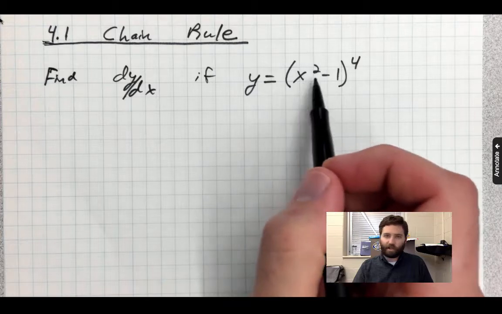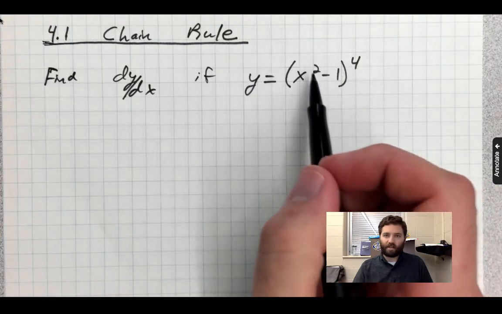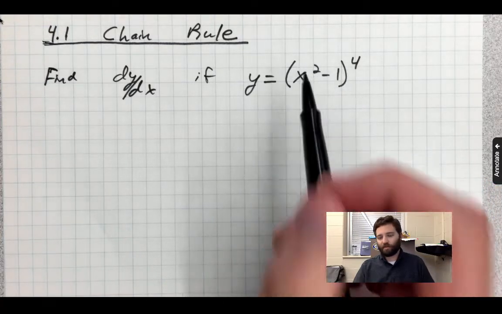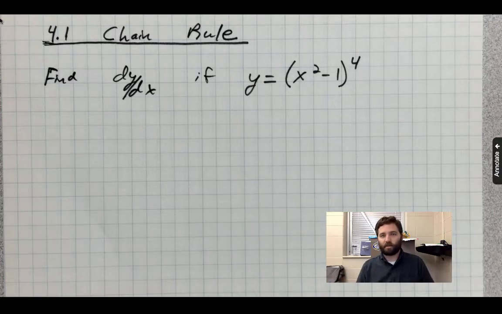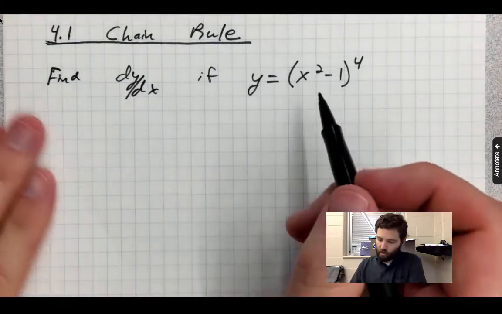It is a function inside of another function. It's x squared minus 1 inside of something to the fourth power. Maybe it's x to the fourth power, and you've placed x squared minus 1 inside of it. In other words, it's a composition of functions. And so to take the derivative of composition of functions, we need a different rule. We need the chain rule.